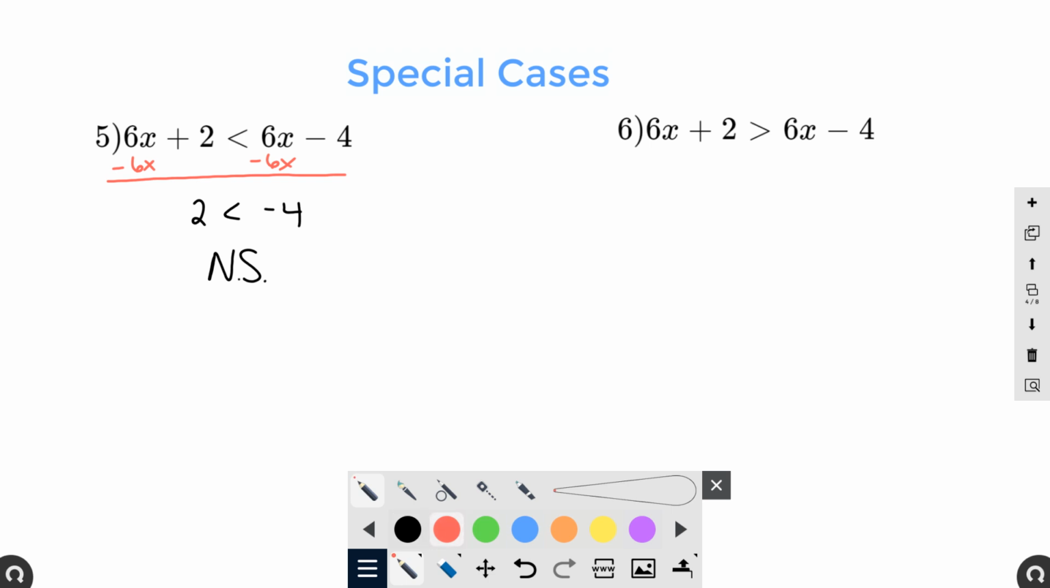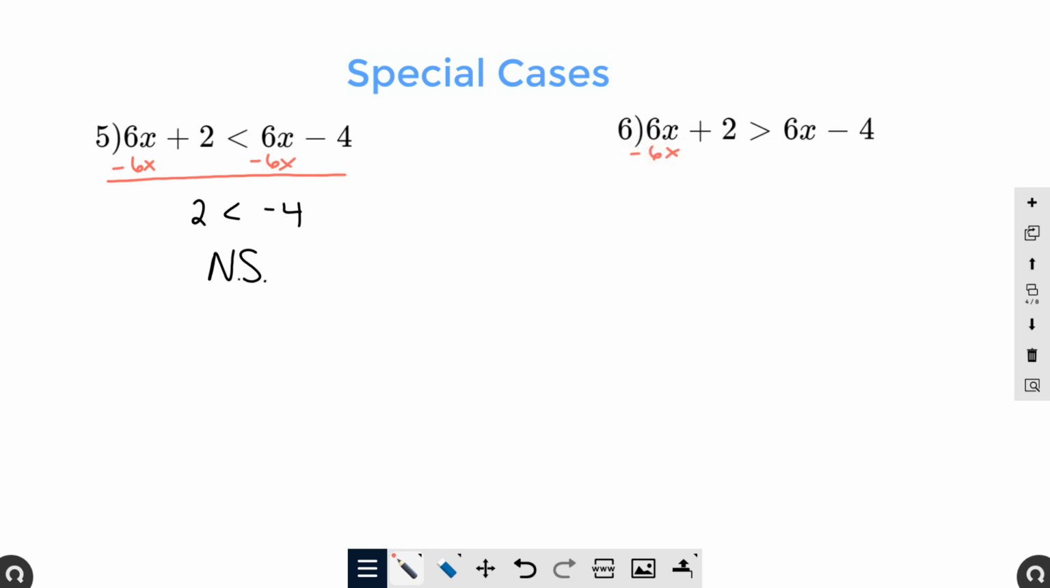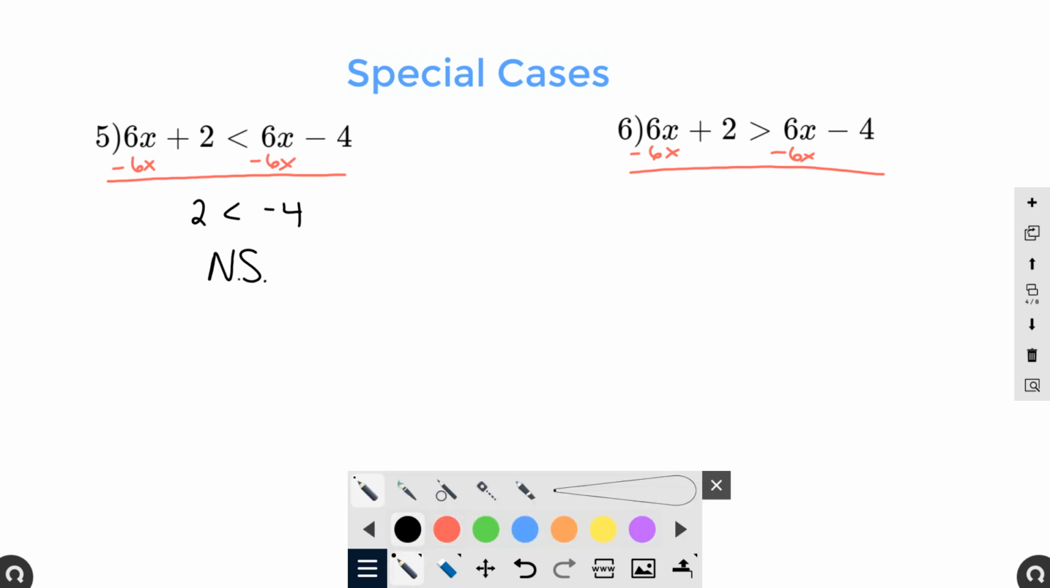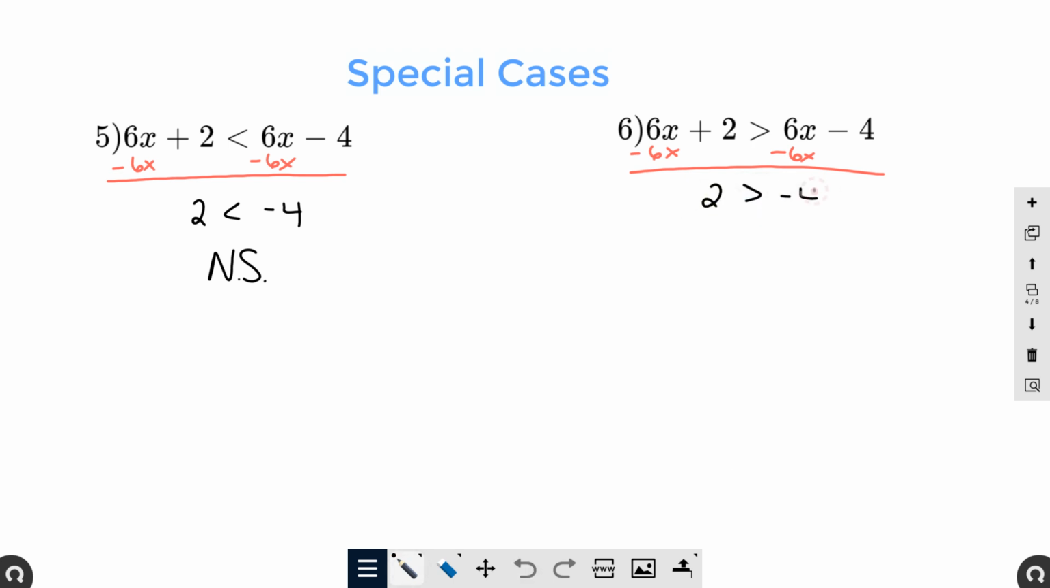No shading, nothing. All right, over here we would do the same thing, but notice we get the same answer except that the inequality flips. So now, is 2 greater than negative 4? Yes. So what's our solution? Infinitely many solutions, IMS, or infinity. Now, if you were to graph this number line, since everything's a solution, you would end up shading the whole thing.